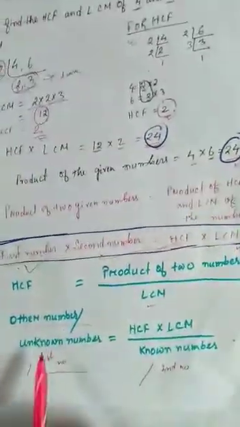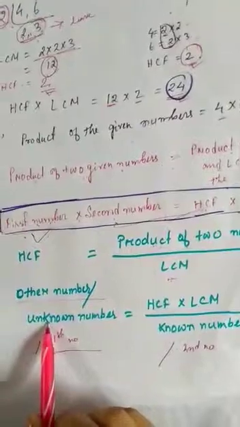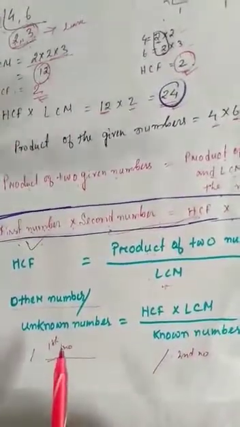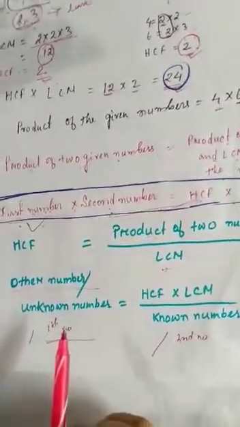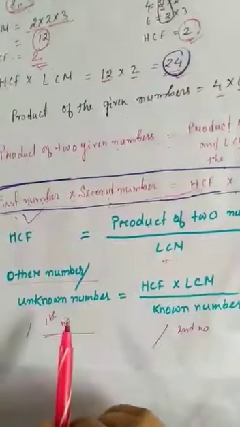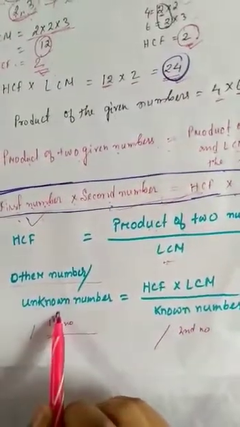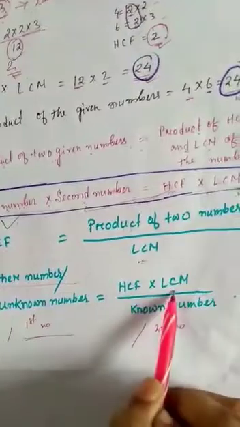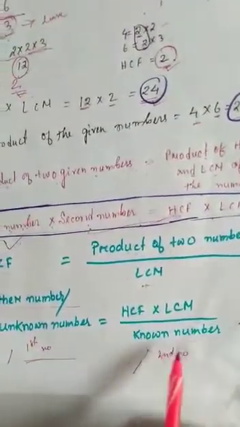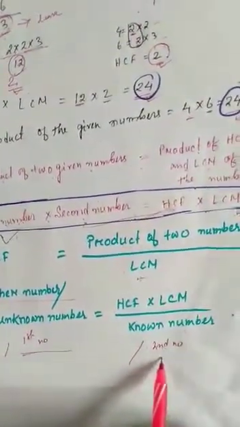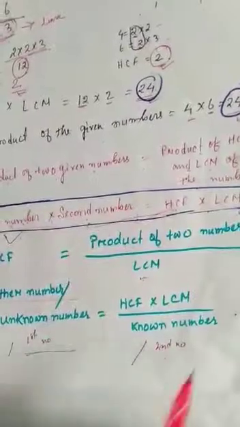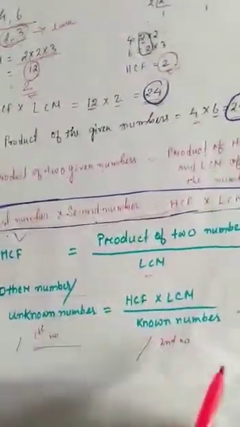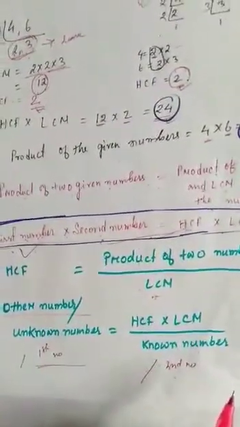In the same way, if you have to find one number, another number is given to you, and the HCF and LCM are also given in the question, how can we find the unknown number? The unknown number is equal to HCF into LCM divided by the known number. In place of the known number, you can write the second number or the other number. Okay, in the same way we'll do the sums now.